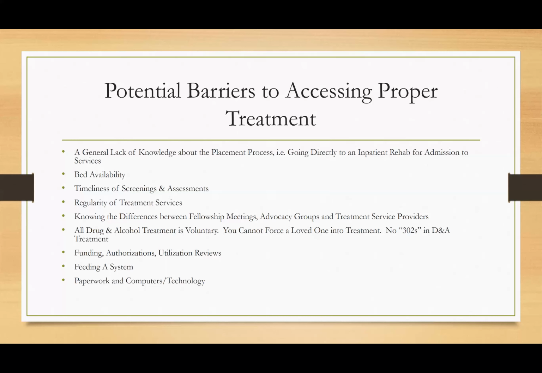Regularity of treatment services. Individuals should get consistent and regular treatment services, more than one time a month treatment. Knowing the difference between fellowship meetings, advocacy groups, and treatment service providers. All drug and alcohol treatment is voluntary. You cannot force a loved one into treatment, and there is no such thing as a 302 or involuntary commitment into drug and alcohol treatment. It's always important to understand the funding, authorization, and utilization reviews, which is why it's important to utilize a contracted treatment provider.